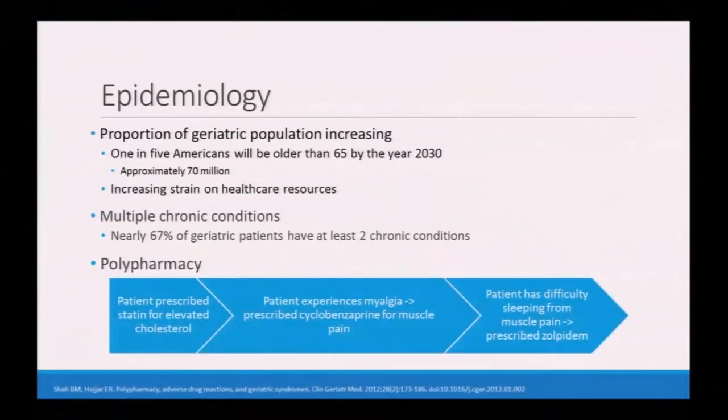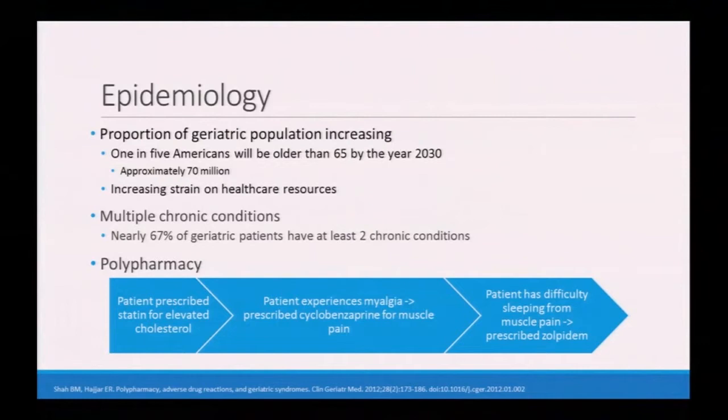So a little bit of background epidemiology. The proportion of geriatric population is continually increasing. 1 in 5 Americans are believed to be older than 65 by the year of 2030, which is around 70 million people. And because of that, it increases the strain on our healthcare resources. You have more people with more medications, more chronic health conditions. They're coming to the hospital or going to see their physician more often.